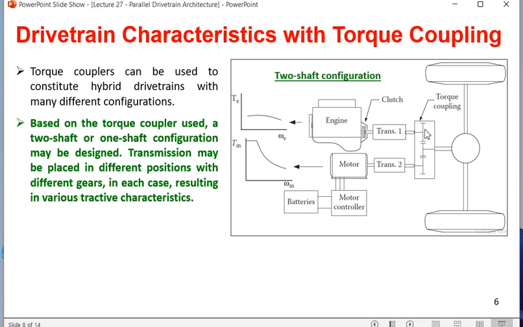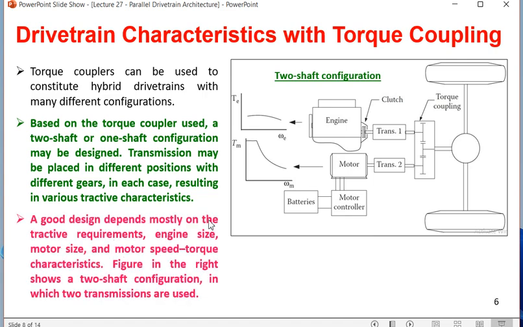It constitutes a hybrid drivetrain with many different configurations. Based on the torque coupler used, a 2 shaft or 1 shaft configuration may be designed. Transmission may be placed in different positions with different gears, in each case resulting in various tractive characteristics. If we change this clutch, obviously the power transmission from the engine to transmission 1 changes, and depending on that, the power transmitted to the differential also changes. So depending on the clutch position we can have different power transmitted to the wheels. A good design depends mostly on the tractive requirement, engine size, motor speed torque characteristics, etc.